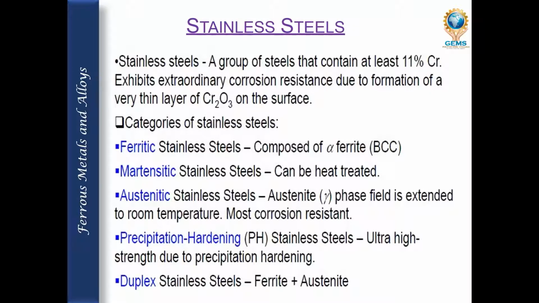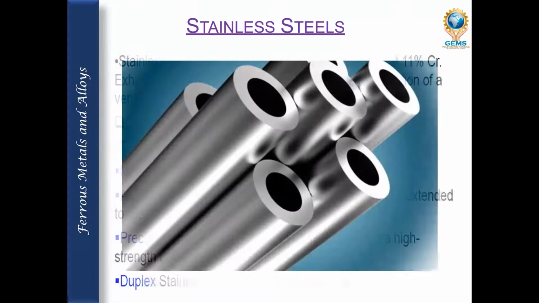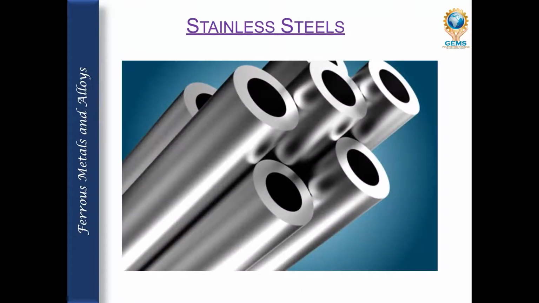Precipitation hardening gives ultra-high strength, and duplex stainless steel is nothing but ferrite and austenite. See that? Because it is fully shiny all over, it has wear resistance, and its mechanical strength is comparatively more than other materials.